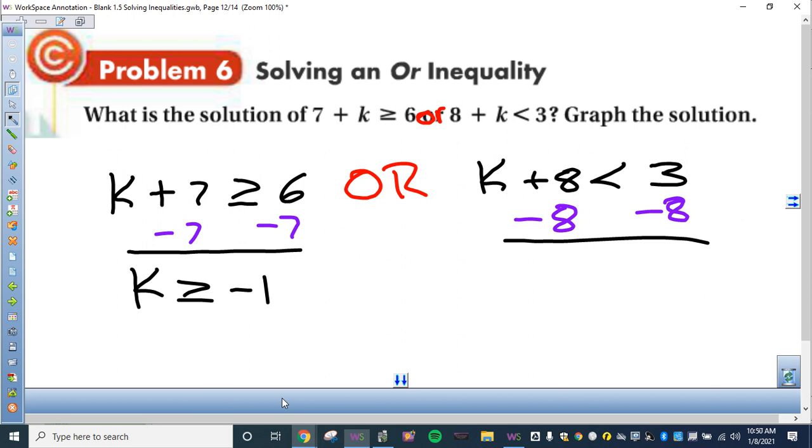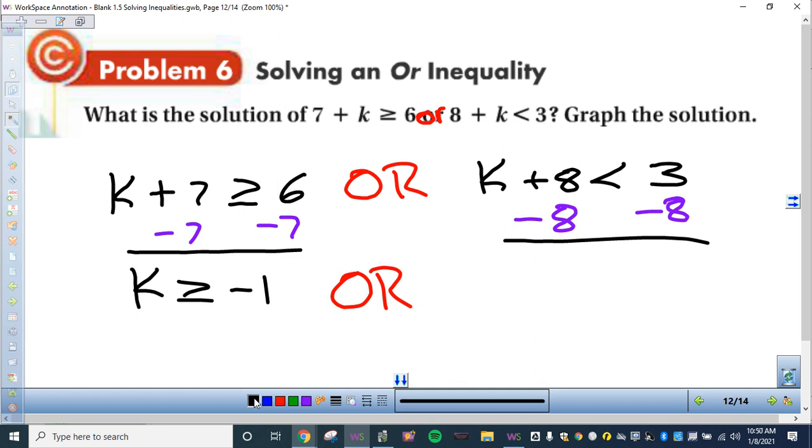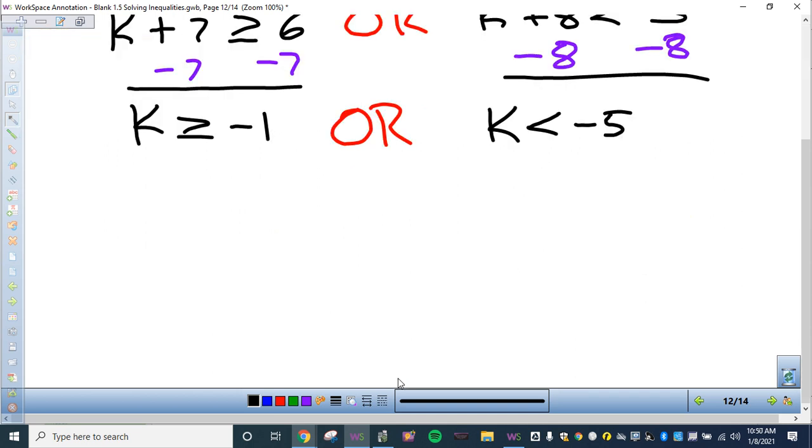So over here, again, we have an or. I'm annoying how I emphasize that, right? I keep writing it over and over again. You should do the same. So k is less than 3 minus 8, which is negative 5. Again, think what it is in your head, double check on your calculator. Now, when we graph this, this little funky thing happens with the ors when you graph.